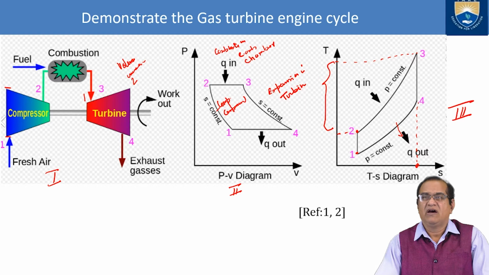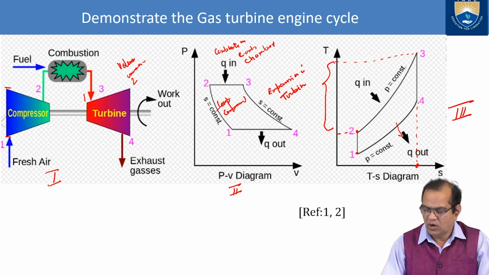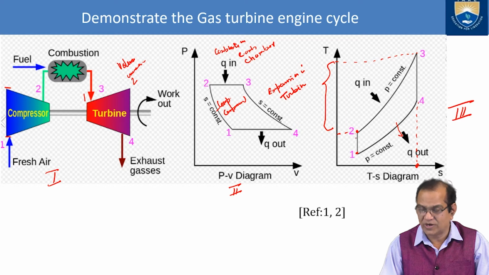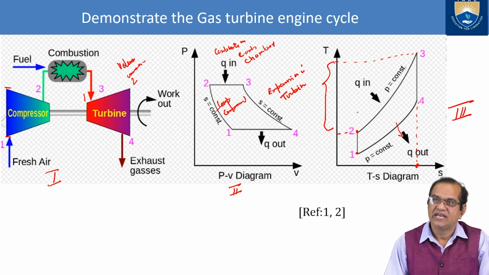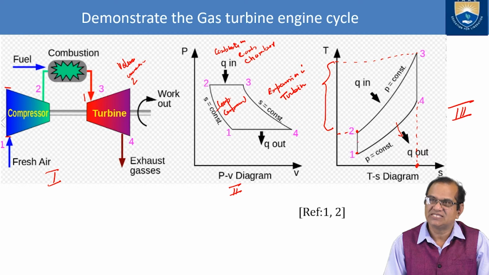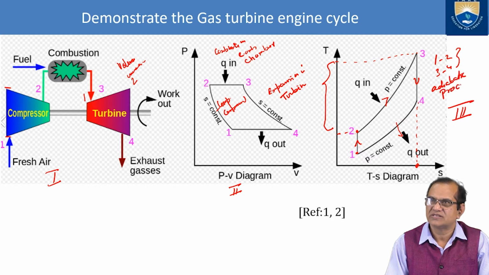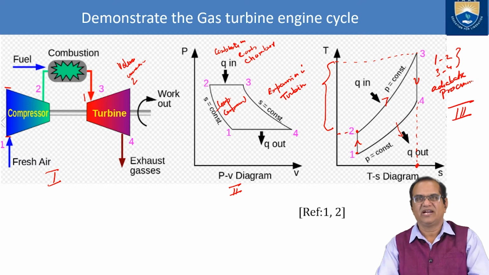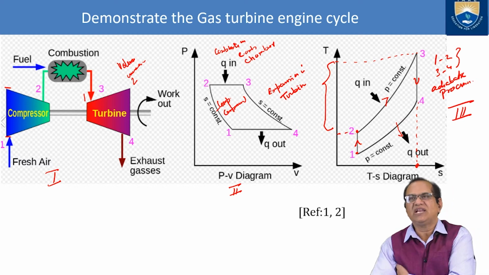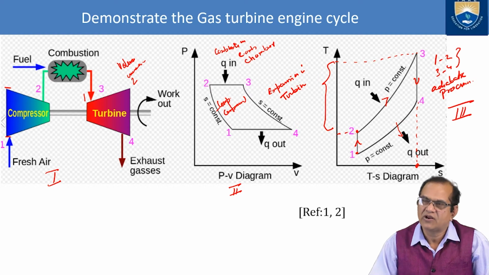for the references. We should take care while drawing this 3, 4 and the 1, 2. 3, 4 should be perpendicular to the S line, the horizontal line, and 1, 2 also is an adiabatic process. This is also adiabatic. 1, 2 and 3, 4 both are adiabatic processes. We have to make sure that these things are working as per the requirement.